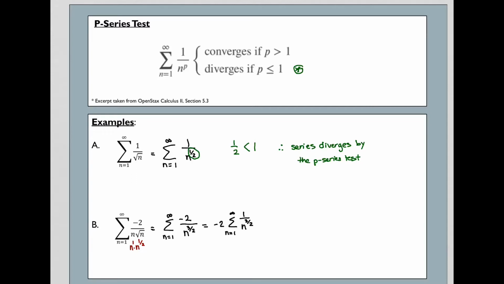What's left over is your p-series, and this time, our p-value here is actually greater than 1, so that puts us in the top category right here. So if the power is greater than 1, that tells us that the series converges. So therefore, our series converges by the p-series test.